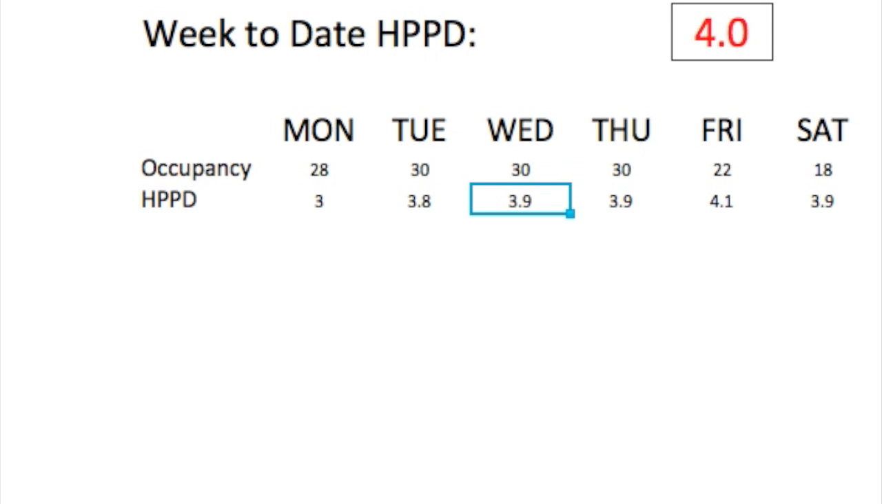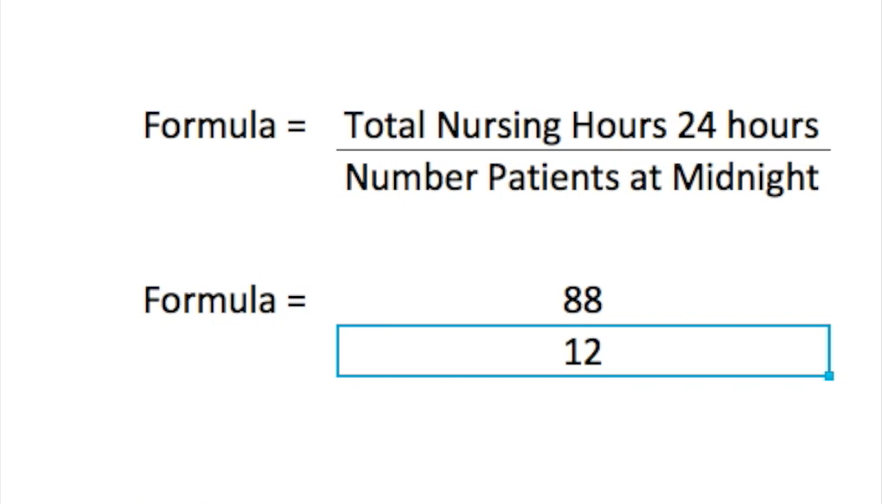But that is work hours per patient day. Super simple.